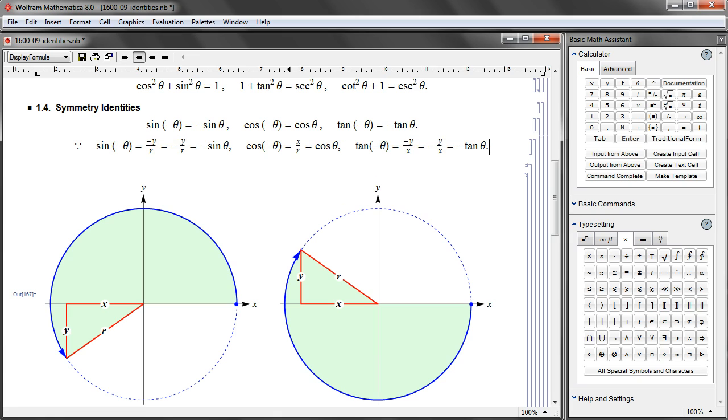In the case of cosine, it's all the same because x remains the same, as you can see in this pair of pictures. Horizontally, nothing changes.